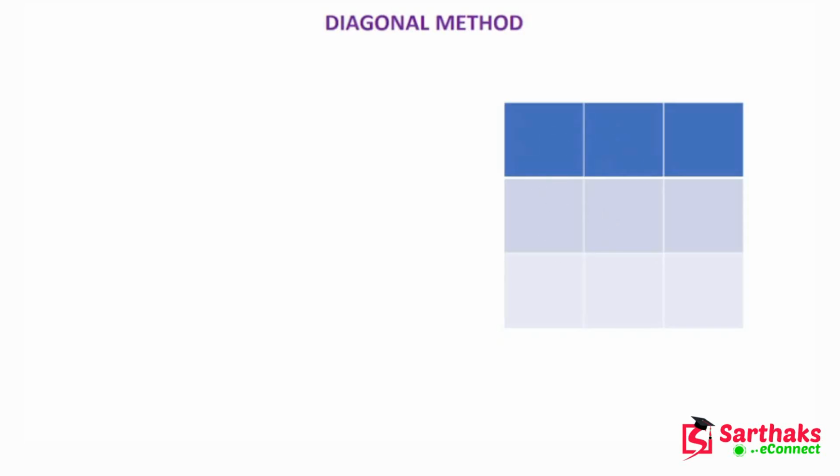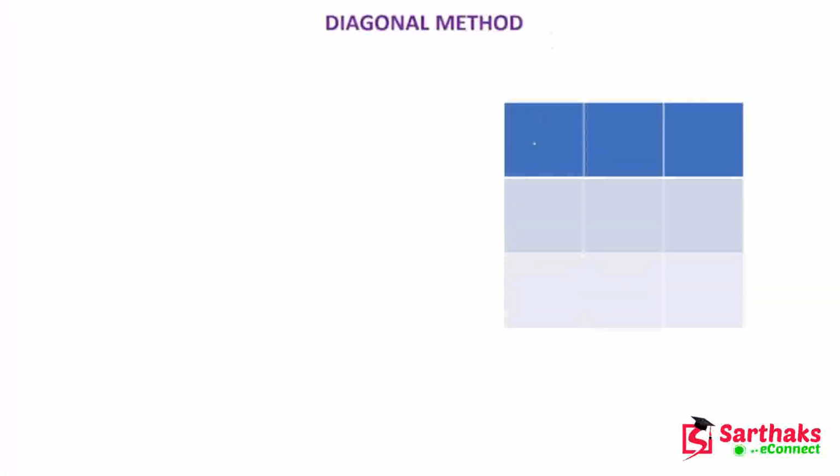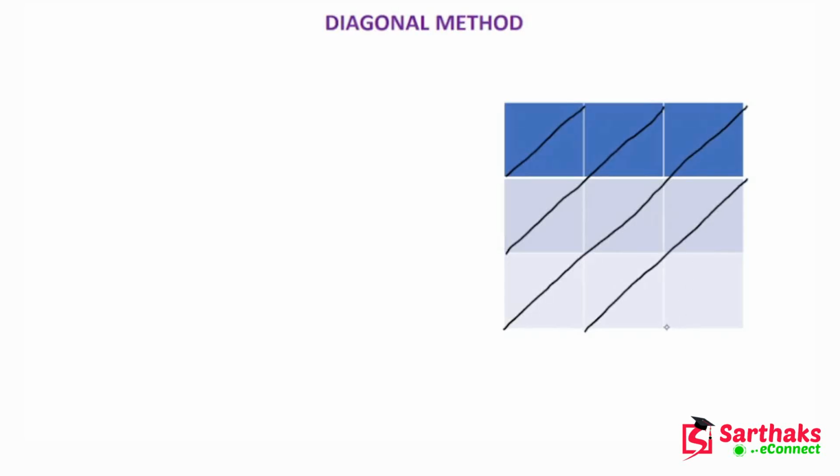Now step number 3 says draw the diagonal of each subsquare. So let us do that. Let us draw the diagonal of each subsquare. So in this way we can draw the diagonals of each subsquare. So finally we will reach here.